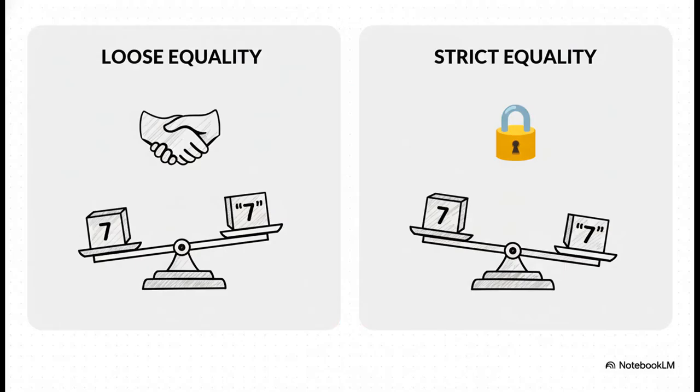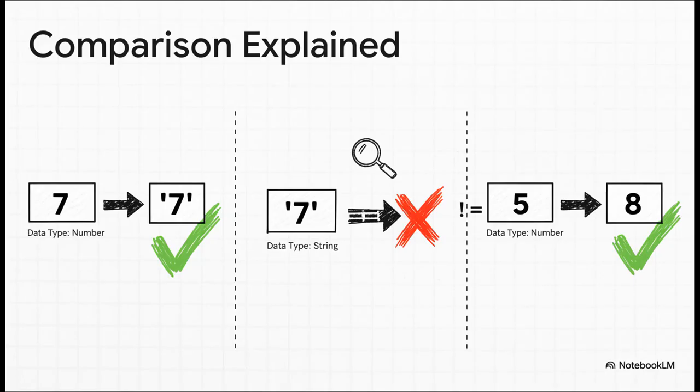See, in JavaScript, things get a little tricky. There isn't just one way to ask if two things are equal. You've got loose equality, the double equals, and then you have strict equality, the triple equals. They look almost the same, but trust me, they can act in completely different ways. So here's the deal. The thing you absolutely have to remember.